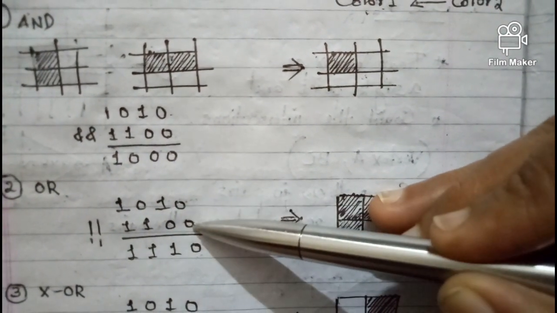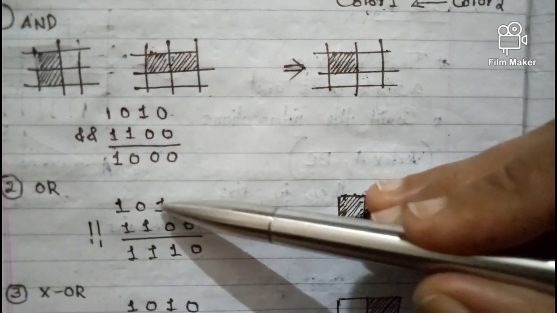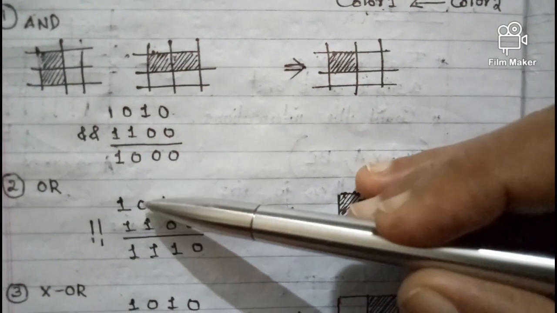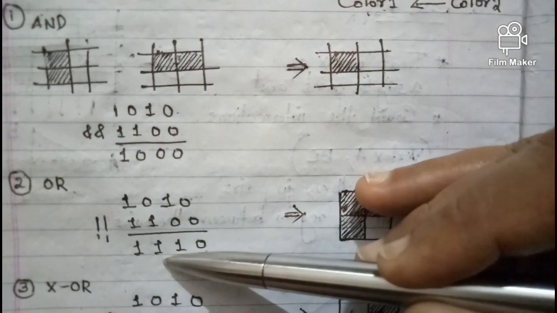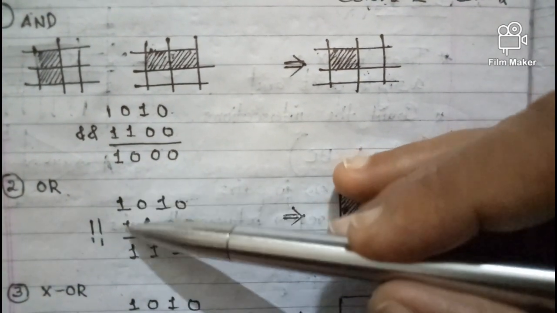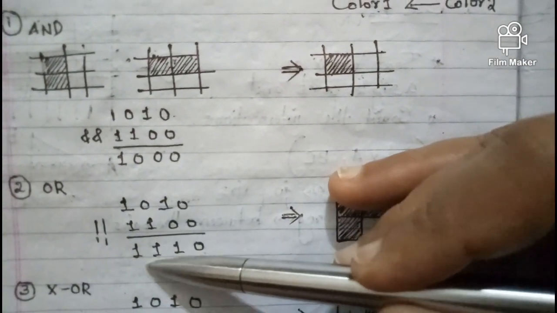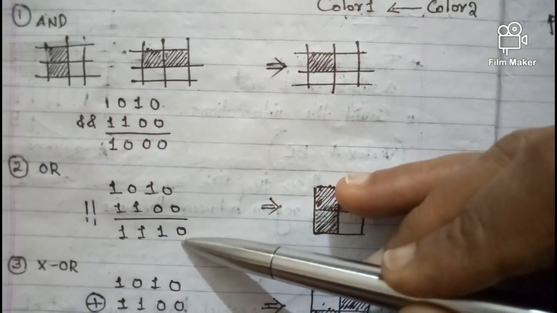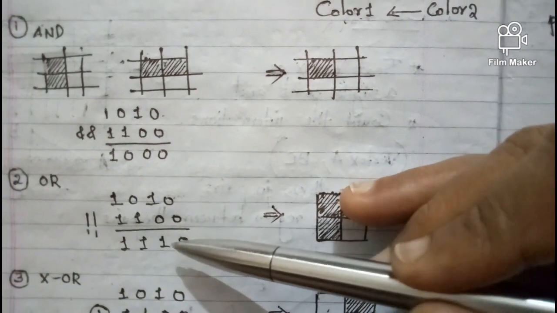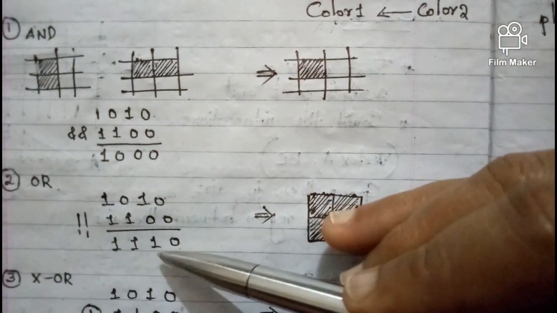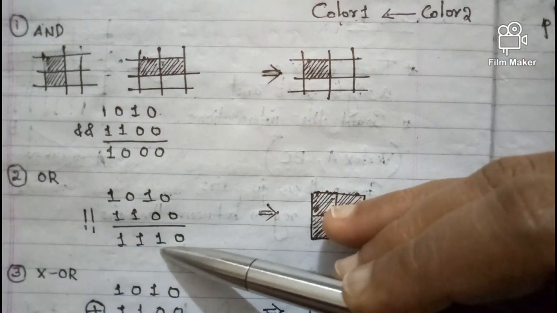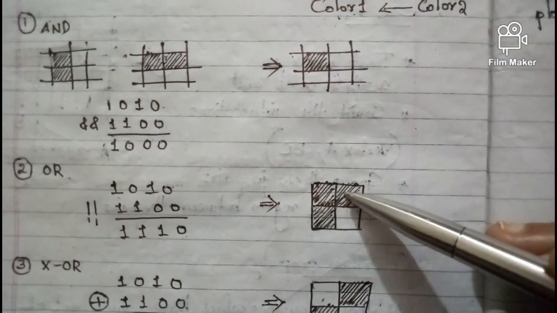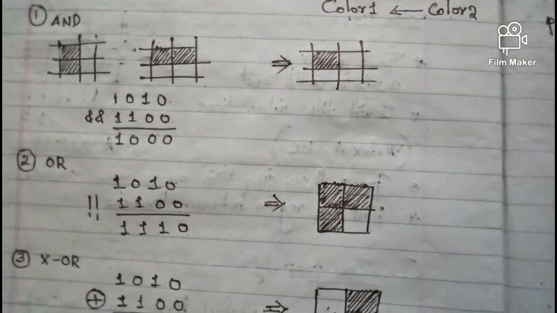These two inputs are 0. Definitely the output will be 0. Here one of the inputs is 1. Output will be 1. Here also one of the inputs is 1. Output will be 1. Here also all the inputs are 1. So definitely output will be 1. So the result of OR operation is 1,1,1,0. Clear? So as per the result, the first 3 pixels have to be plotted and the last pixel is not to be plotted. So see, the first 3 pixels are plotted and the fourth pixel is not plotted.